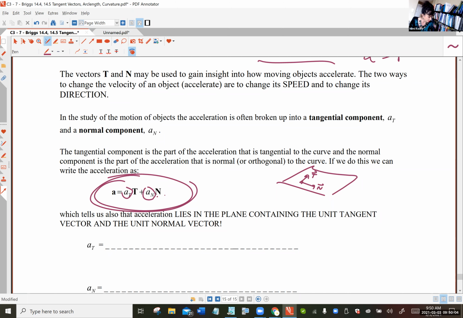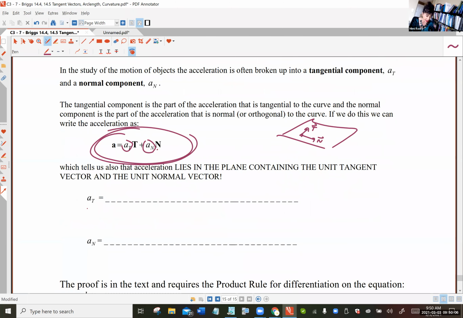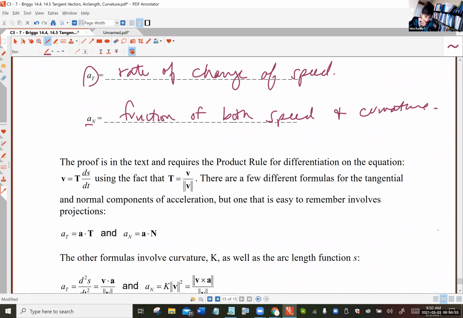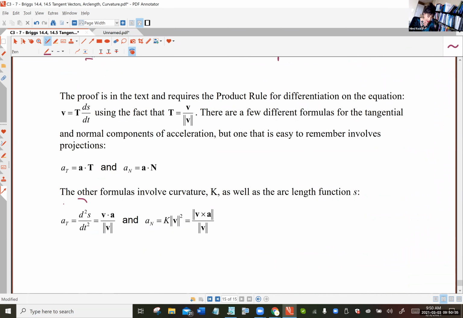I don't want to get into that so much now, but the a sub T, which is known as the tangential component of your acceleration, has something to do with the rate of change of speed. And your normal component is a function of both speed and curvature. So some of these concepts you've already learned with me, and you can easily study them on your own a little bit more. But it does start looking pretty gross. Like your a sub T.